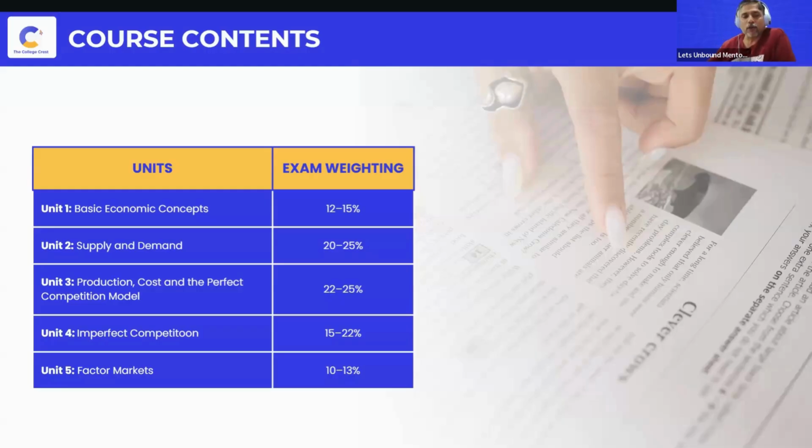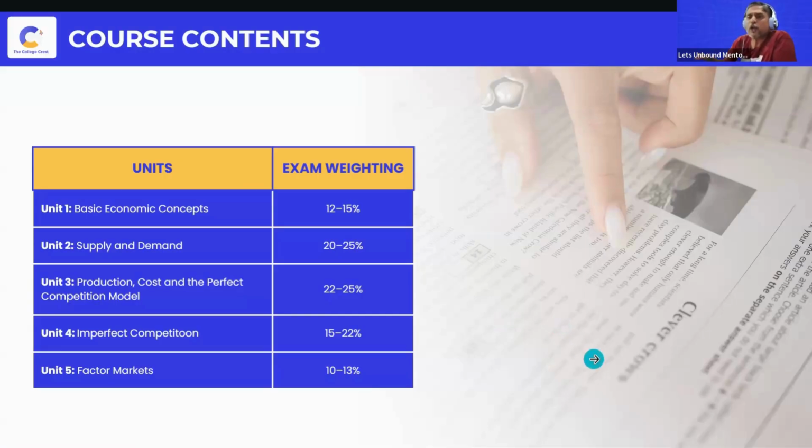Unit number 4 talks about imperfect competition. Okay, so concepts such as monopoly, oligopoly, all of that is covered in unit number 4, which is about imperfect competition. Unit number 5 focuses on factor markets. Okay, so concepts such as labor, etc. are all discussed as part of unit number 5. The examination weightage is 10 to 13%.